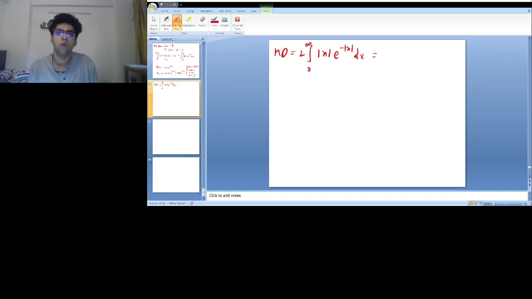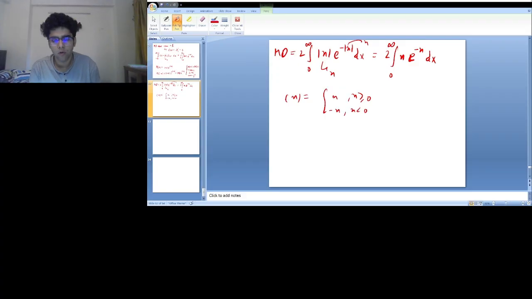My x is lying between 0 to infinity, so this will become x, and this will also become x because my x is positive here. So I'll just write this as 2 from 0 to infinity x e to the power minus x dx, because my x was positive, and we know that mod x is equal to x when x is greater than or equal to 0, and minus x when x is less than 0. But in our case we have x greater than 0, so it will become just x, right? So mod of x becomes x, and e to the power minus mod of x becomes e to the power minus x. So just removing all of the mod sign, this was e to the power minus x dx, right?